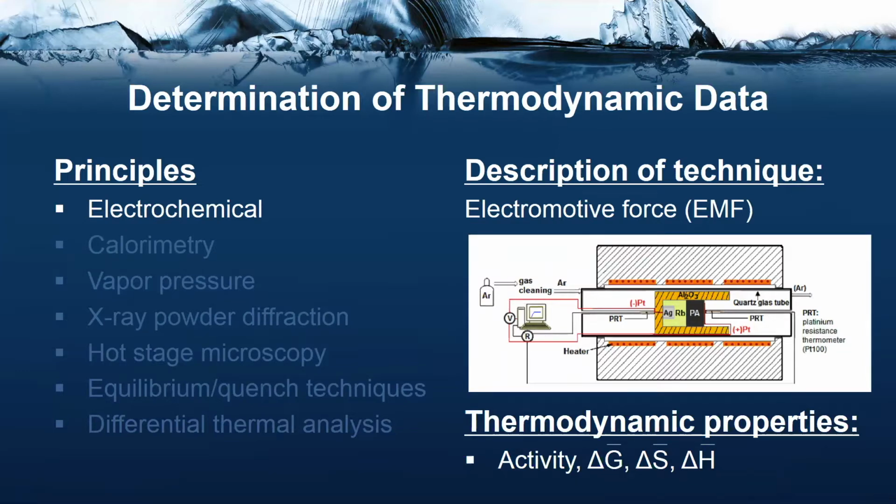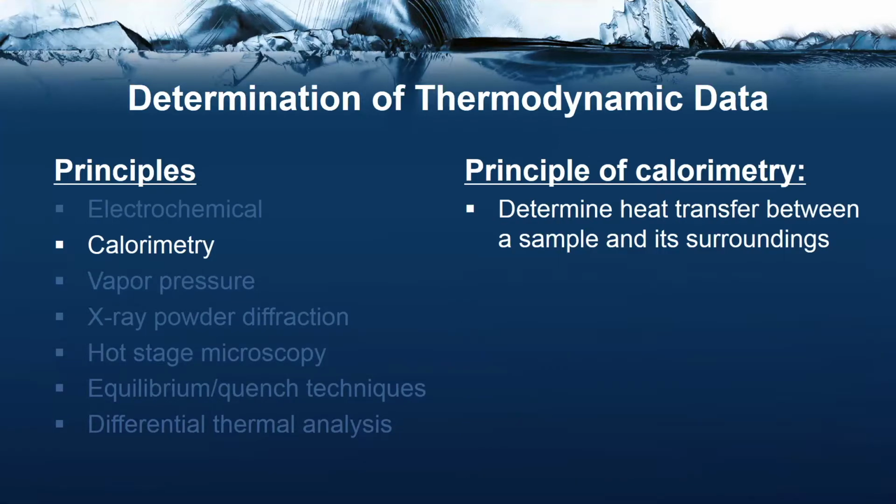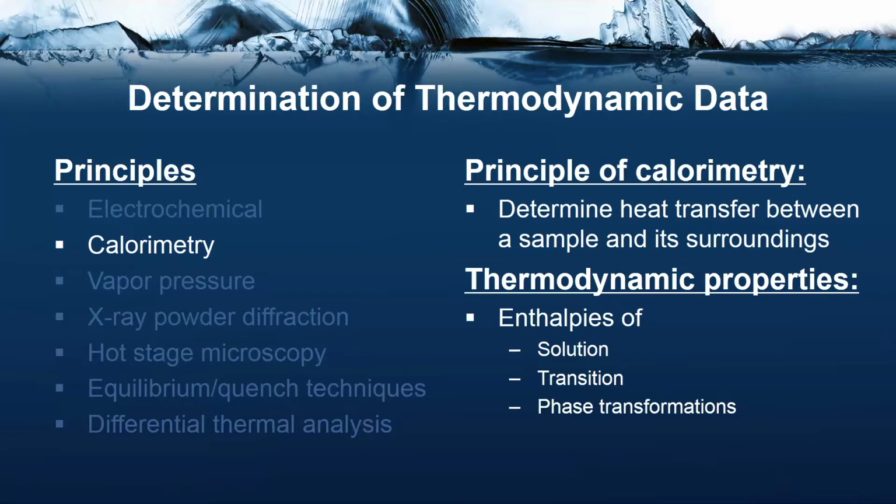The second principle is calorimetry. Calorimeters measure the heat transfer from a sample to the surroundings and vice versa. The principle is based on the fact that isobaric heat transfer is identical with the change of enthalpy if no other energy is simultaneously transferred. Calorimetry can be used to determine enthalpies of solution, transition, and phase transformations.